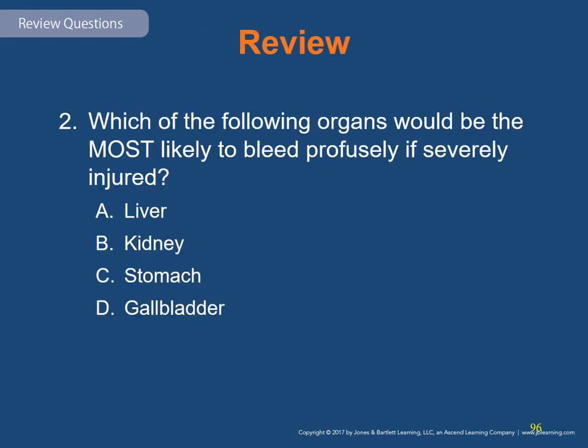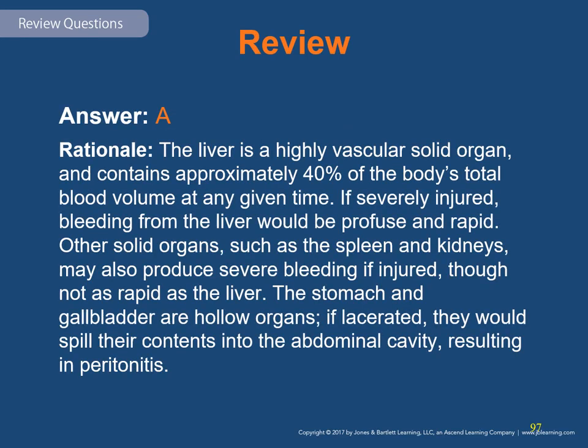Review question 2. Which of the following organs would be the most likely to bleed profusely if severely injured? A. Liver, B. Kidney, C. Stomach, D. Gallbladder. The correct answer is A. The liver is a highly vascular solid organ and contains approximately 40% of the body's total blood volume at any given time. If severely injured, bleeding from the liver would be profuse and rapid.